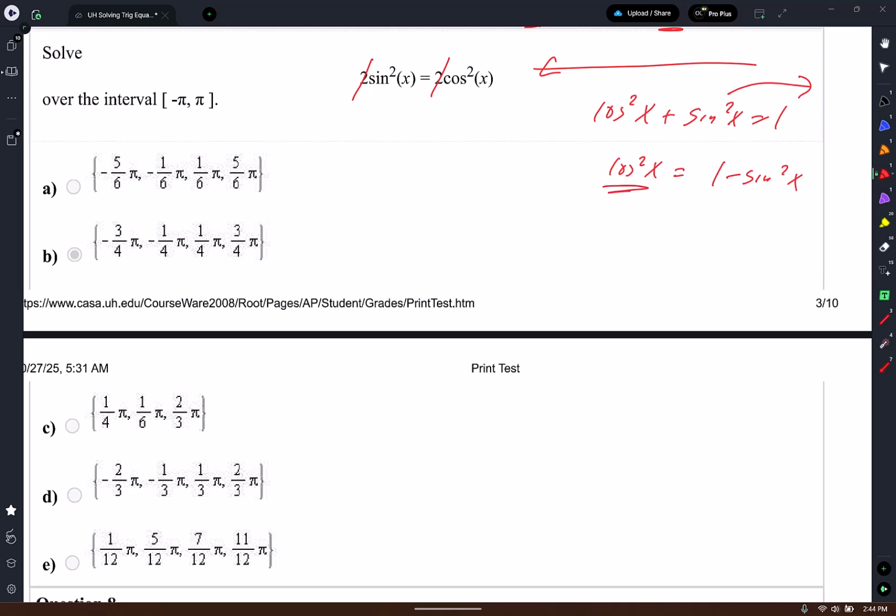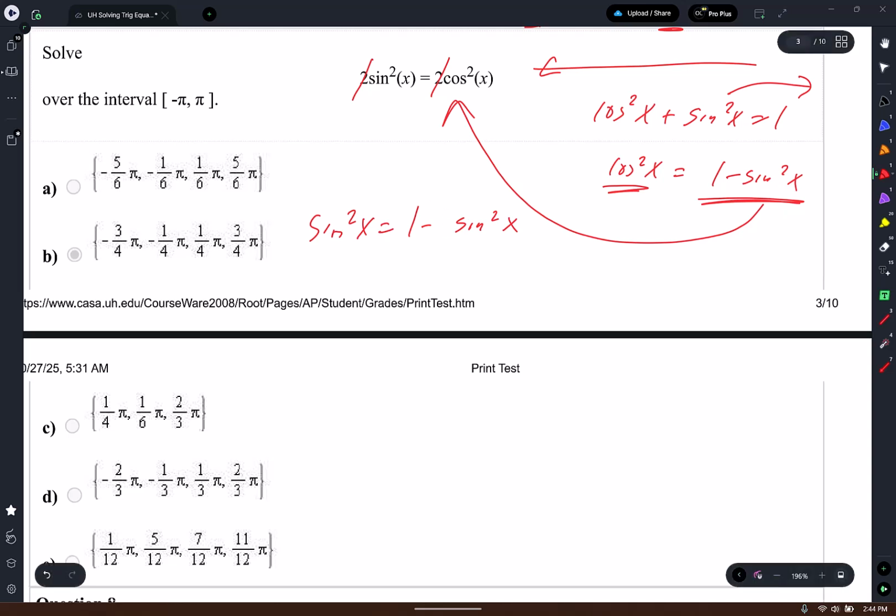You see this cosine squared? I'm going to do a substitution. Sine squared x equals 1 minus 2 sine squared x. 1 minus sine squared x. Sorry. No wonder you guys were like, what? I just did a substitution. I'm going to move this to the left. 2 sine squared x equals 1.